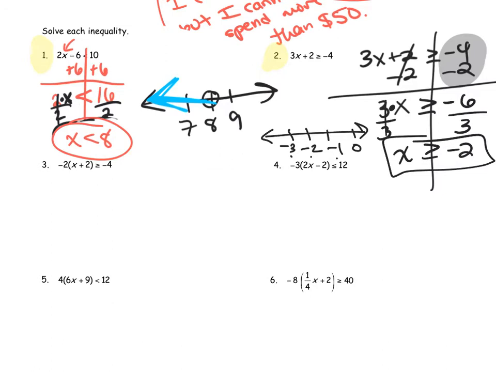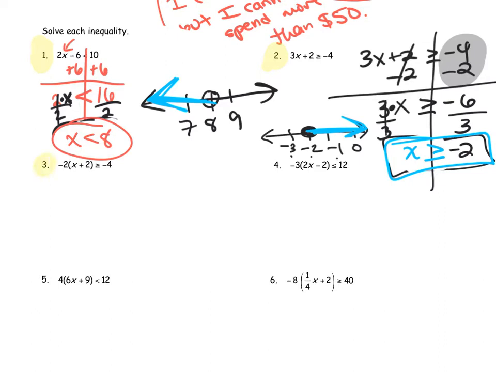So if I want to sketch this, well, it has equals to, so negative 2 will have a closed circle, and this arrowhead is pointing to the right. So we would sketch this way. Alrighty. Okay, moving right along. Let's do question 3 together.